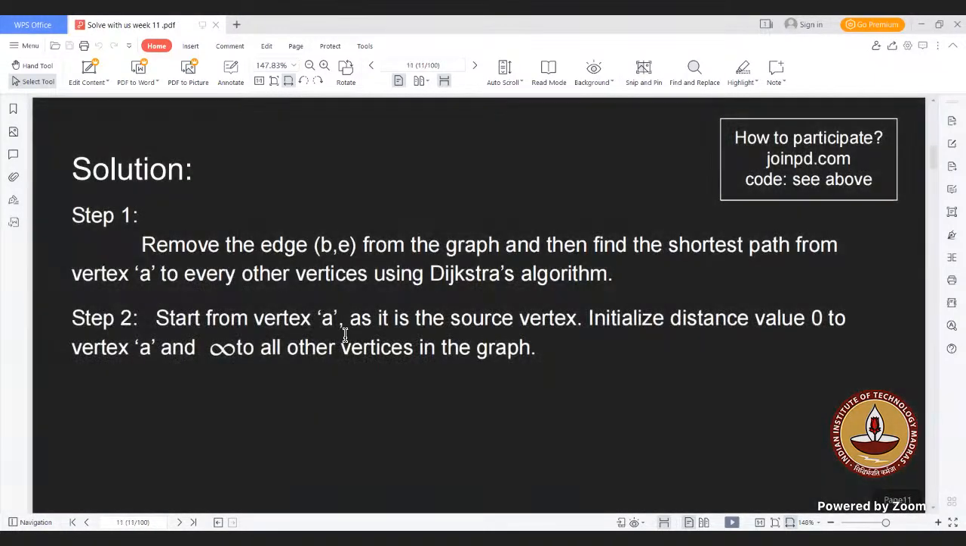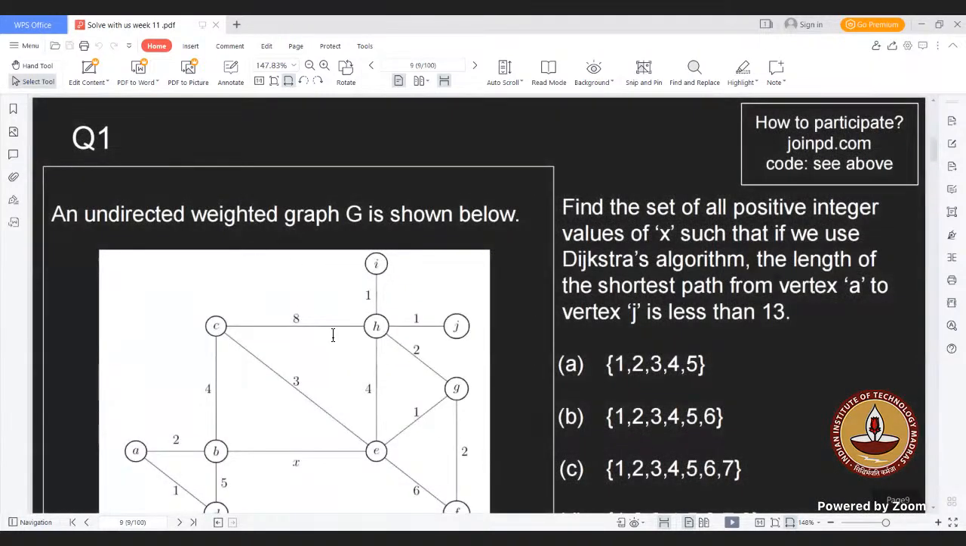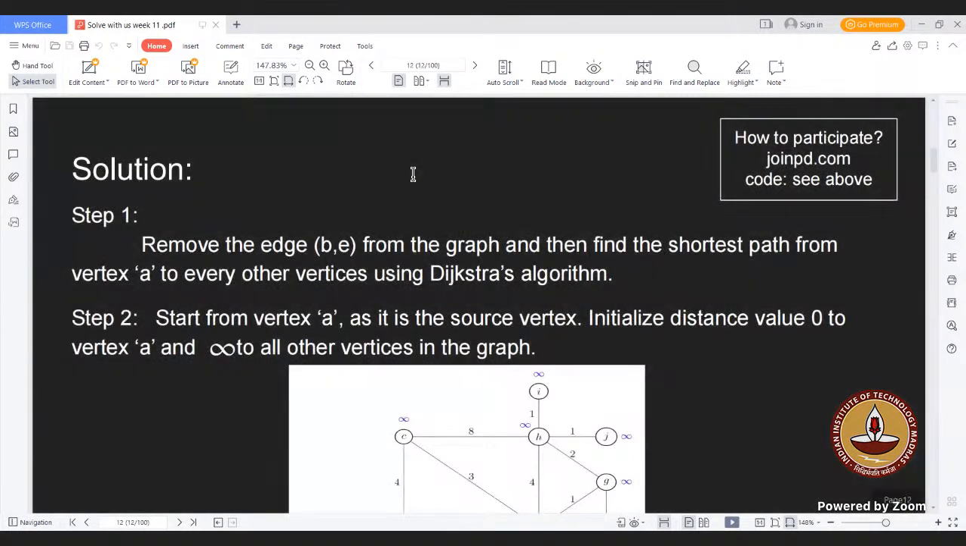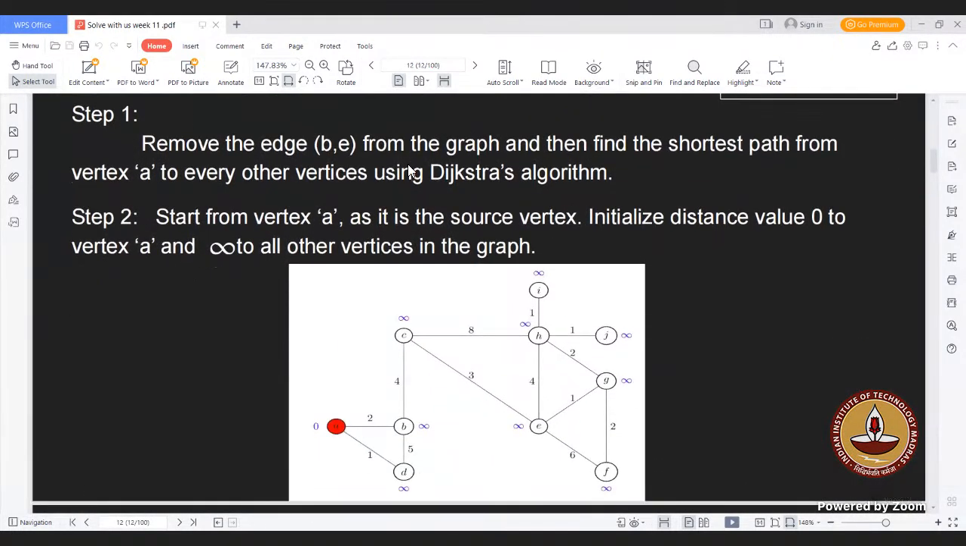Starting from the vertex A, as it is the source vertex, initialize the distance to 0 and infinity to the others, as we have discussed. So this will be 0 and the rest would be infinity. We can see from the figure. The slides are visible, right? Yes, sir. As you can see, we have removed the edge B to E, and we have initialized the source vertex to be 0 and the rest to be infinity.